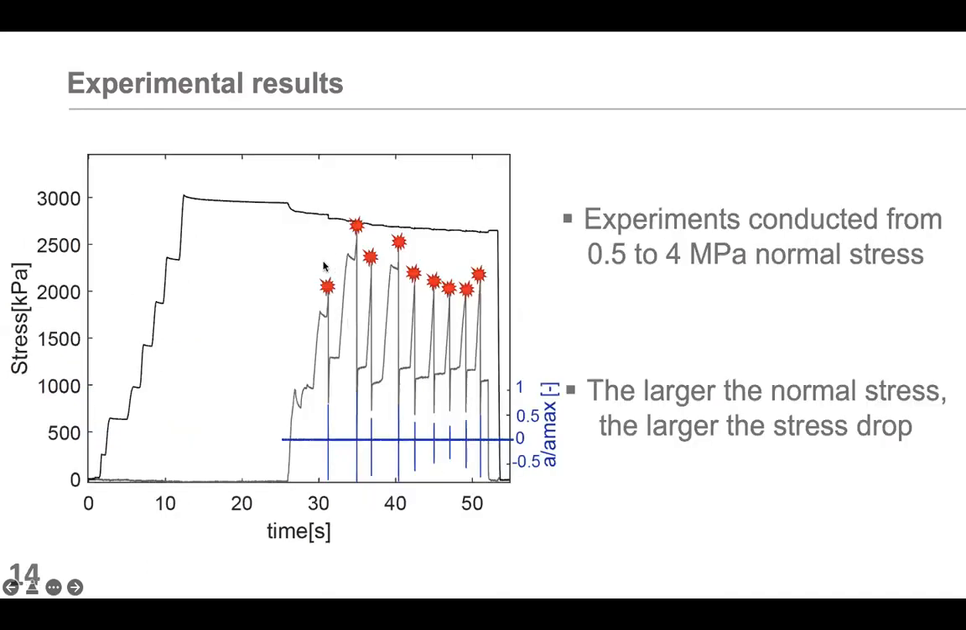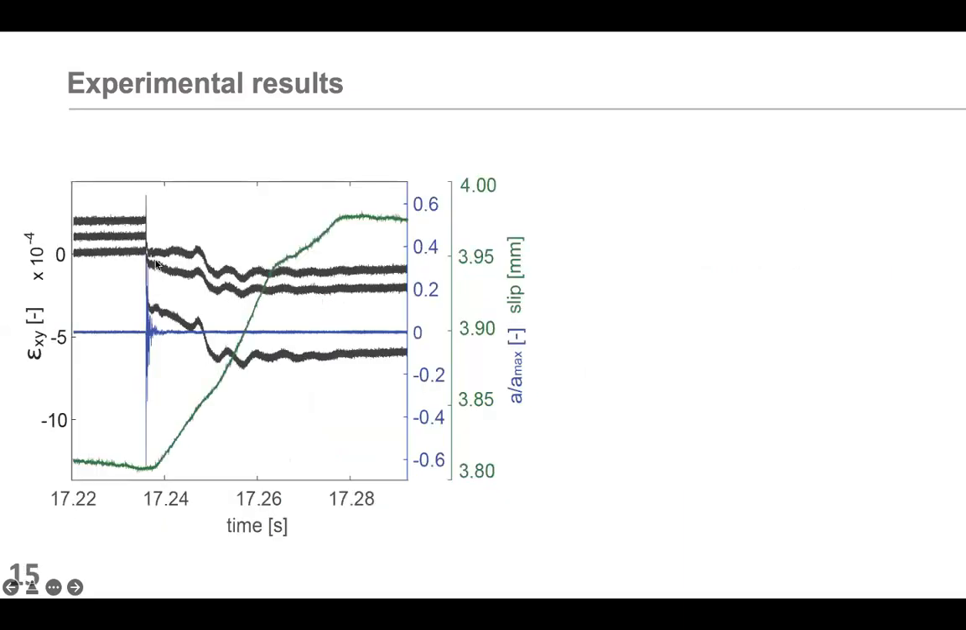So it's this first event that occurs along the interface. And here in black lines, you can see the evolution of the strain recorded at different locations along the fault.